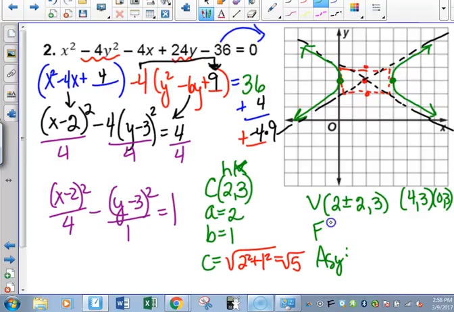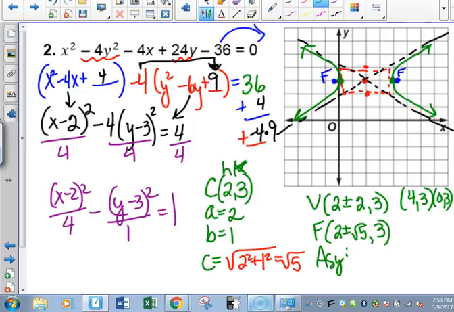Okay. Foci are at 2 plus or minus C, and it's okay to leave it when it's a radical like that, all right, guys? Square root of 5 is like 2 point something, 2.2 or something. So it would just be barely inside there, which makes them narrow when they're just barely inside there, and they were pretty narrow. All right, what do I still need to find?